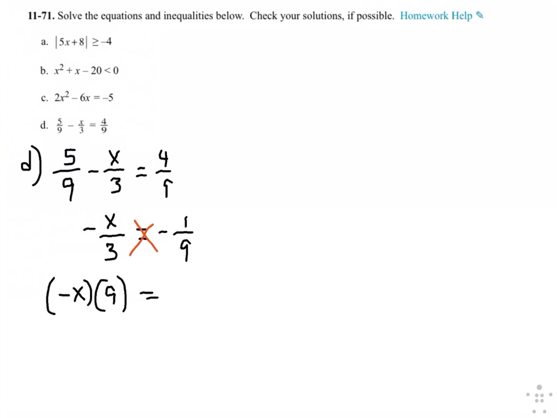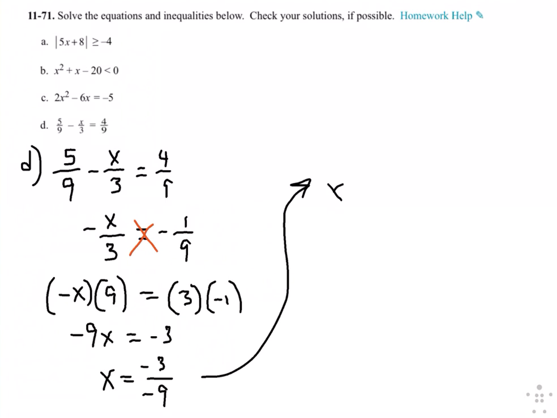3 times negative 1. So negative 9x equals negative 3. Divide by negative 9. x equals negative 3 over negative 9. So x equals 1/3. And we're done.